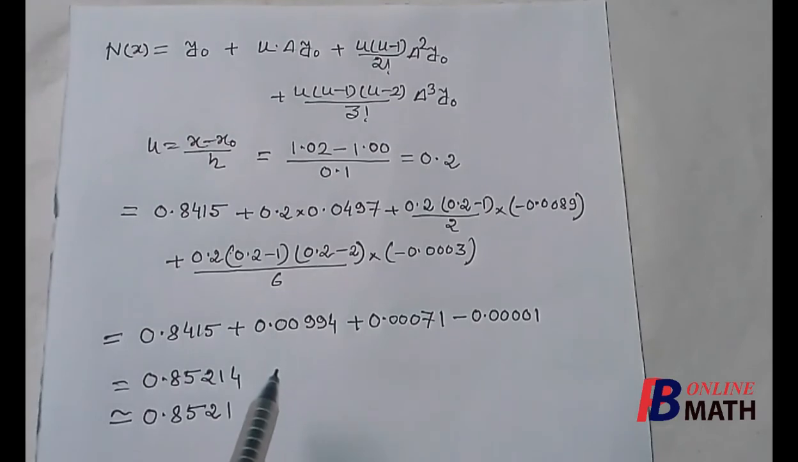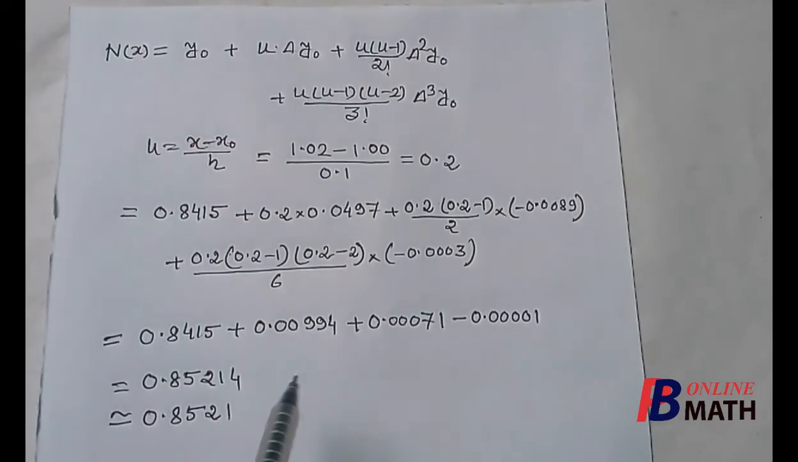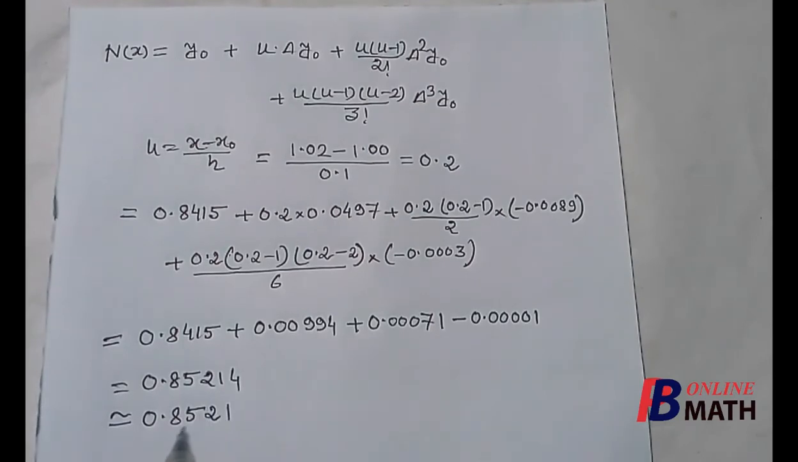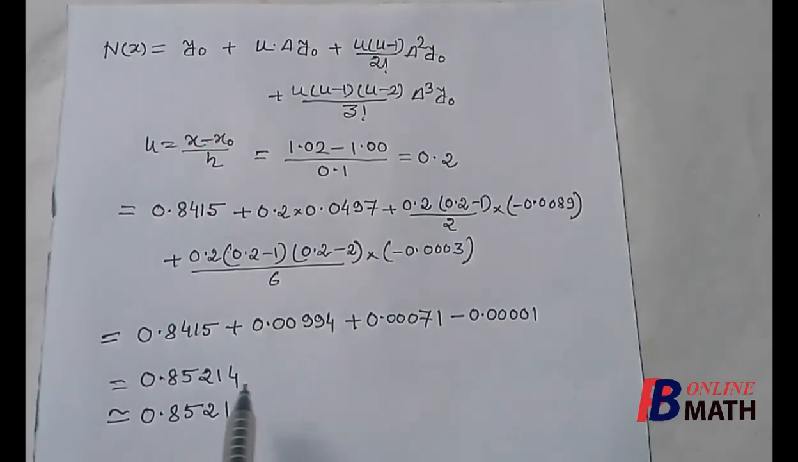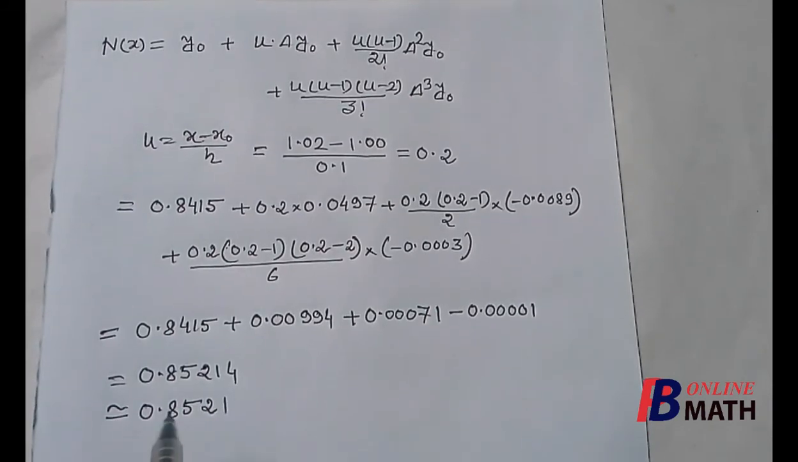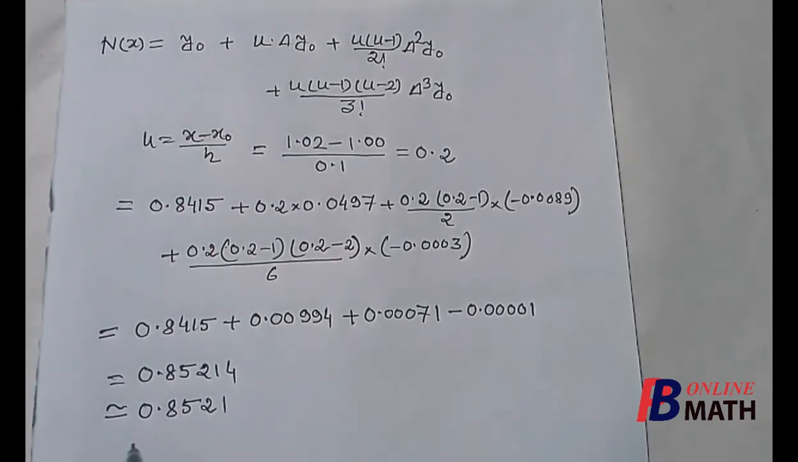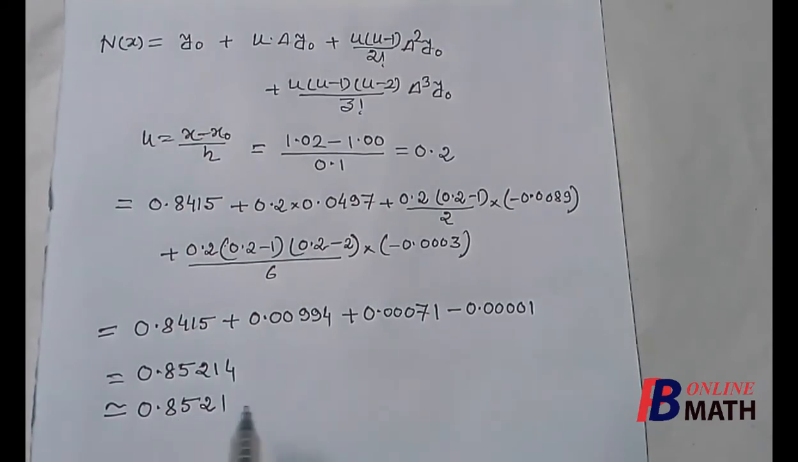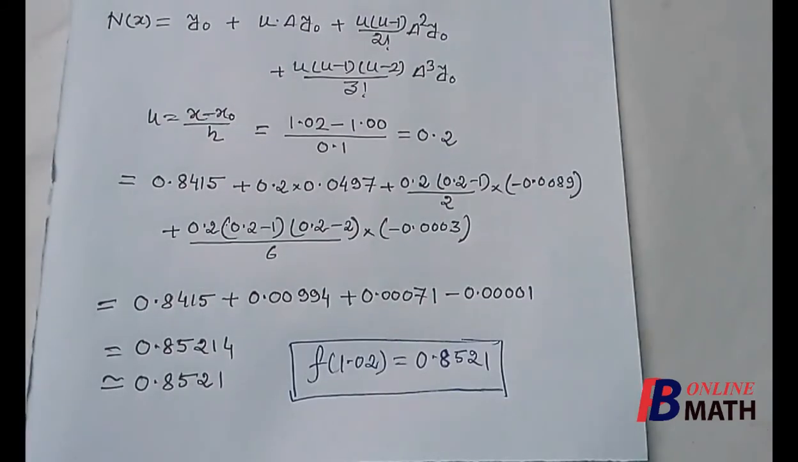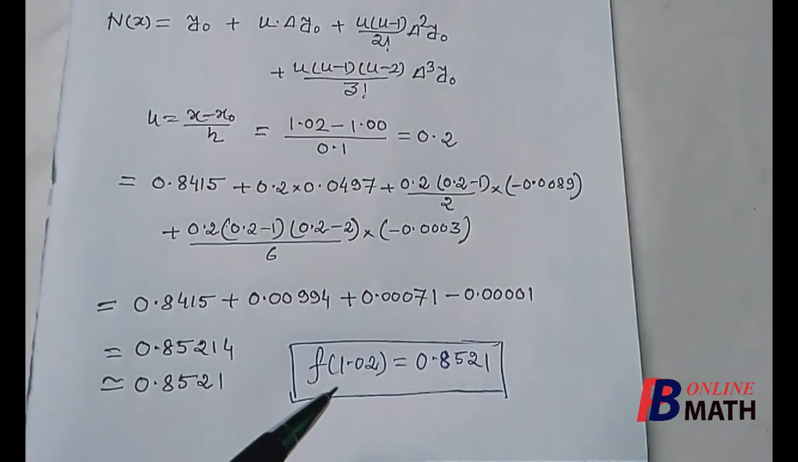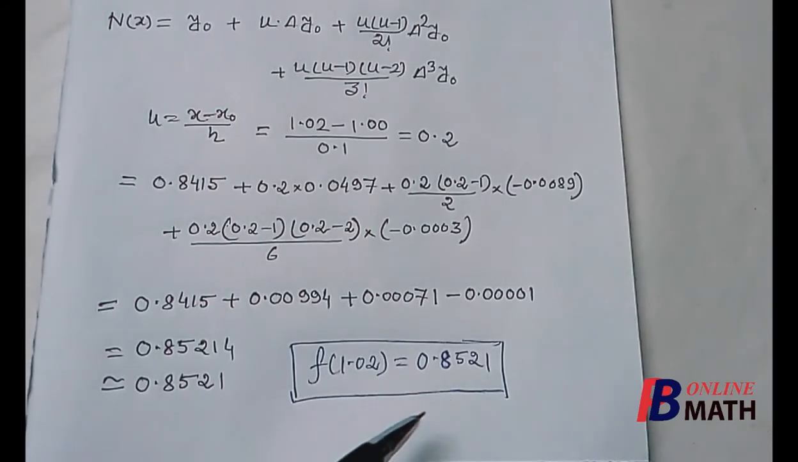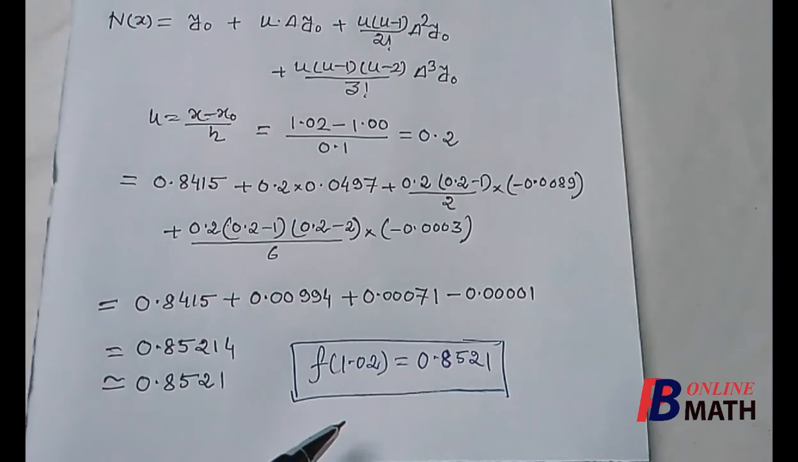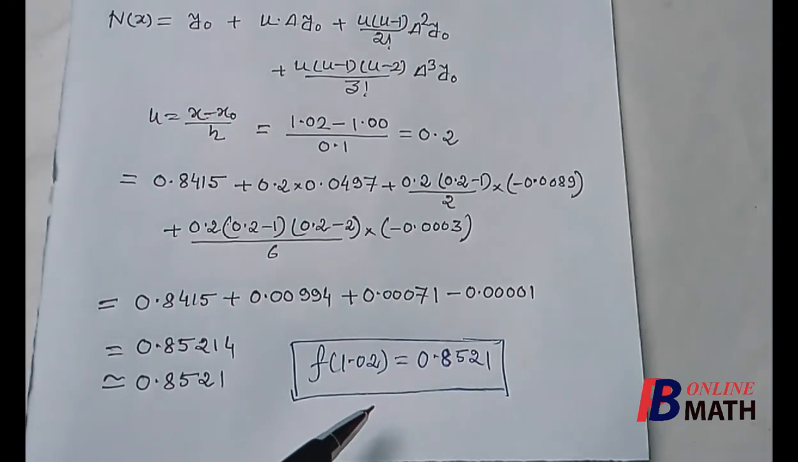0.85214. Now all the points given in the question are correct up to 4 decimal places. So we convert the result to be correct up to 4 decimal places. To round it up to 4 decimal places, we find the fifth figure which is 4, and it is less than 5. So this result which is correct up to 4 decimal places is equal to 0.8521. So the value of the function at the point 1.02 is 0.8521, which is correct up to 4 decimal places. So this is the method of Newton's forward interpolation.